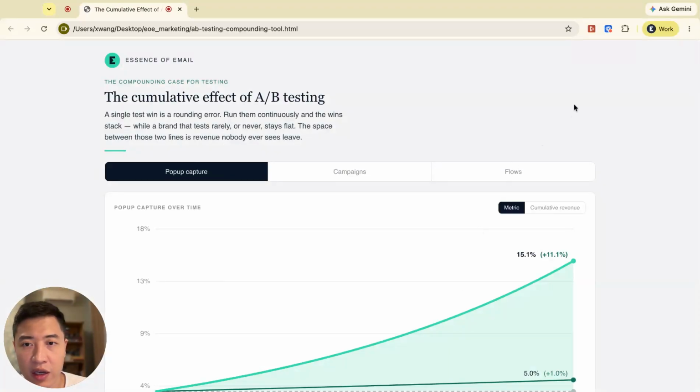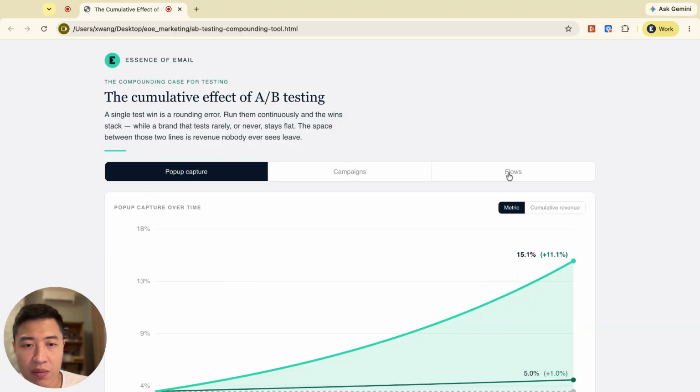Hey guys, today I just want to talk about the cumulative effects of A/B testing over time. And the purpose is really to give a demonstration with a fairly simplistic model of what continuous testing, higher frequency of testing versus occasional testing versus no A/B testing really has in terms of impact and performance over time.